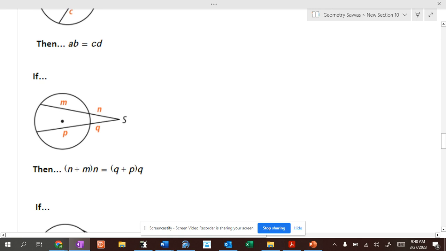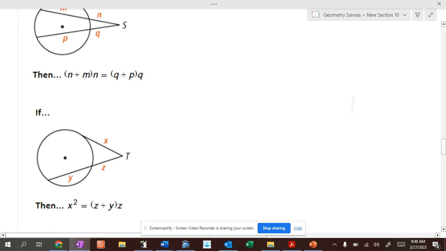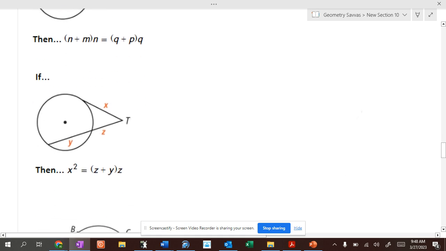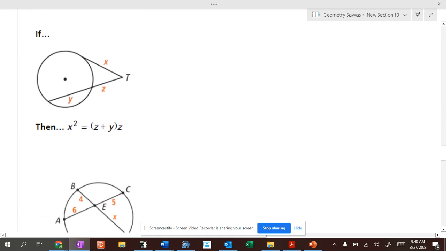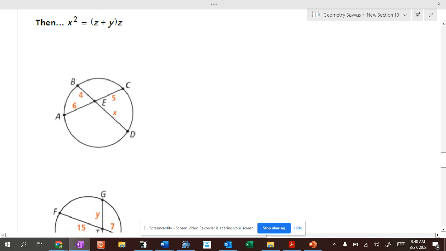And then when you have an angle on the outside, it's the outside times the whole thing equals the outside times the whole thing. Okay? So the outside times the whole thing equals outside times the whole thing. Same with a tangent and a secant. The outside times the whole thing, x times x, equals the outside z times the whole thing, z plus y. So let's practice that.